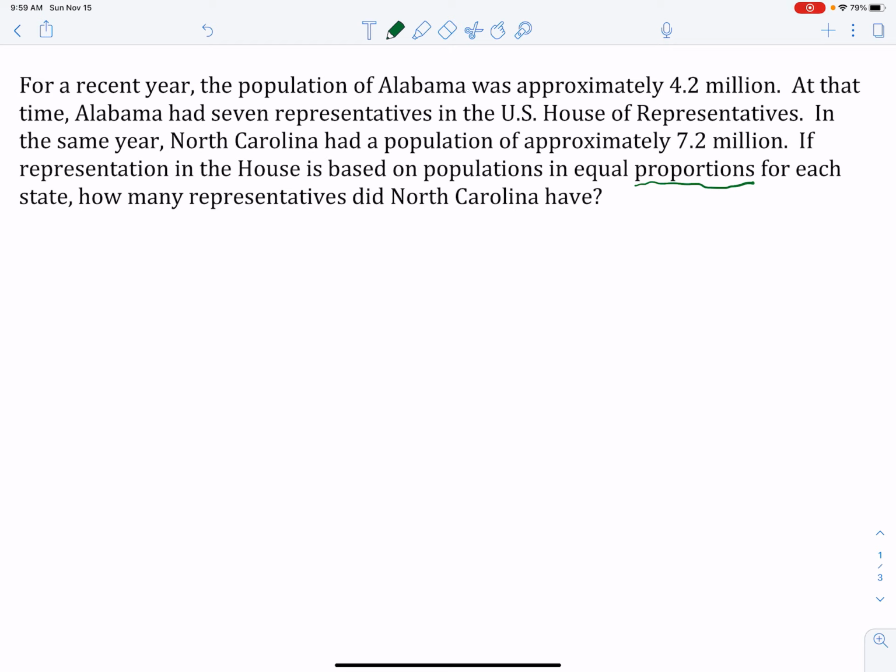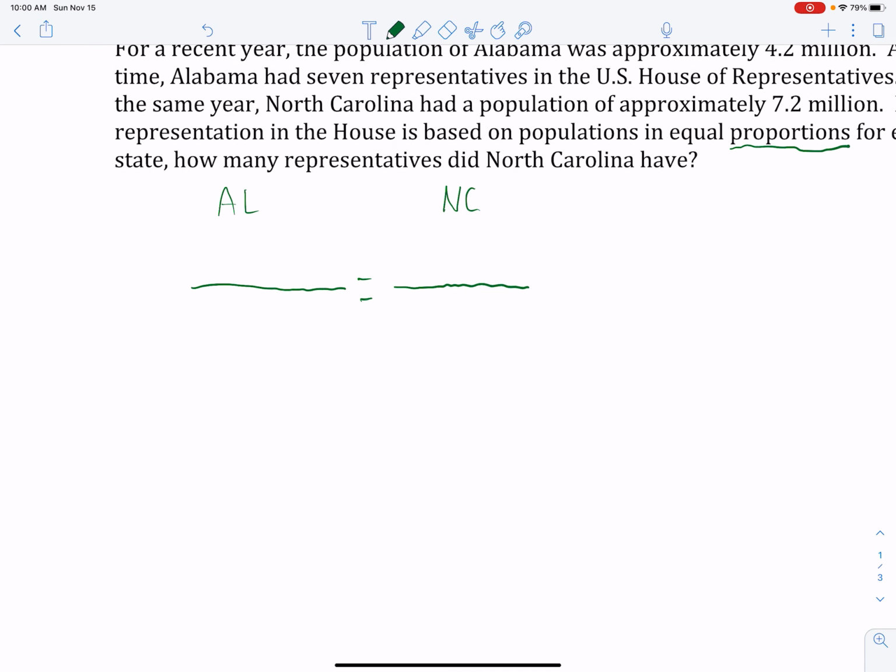So when you're talking about proportions in math, you're talking about equations where you have one fraction equals another fraction. And here what we're going to do is set up a fraction for each state. One fraction for Alabama, one fraction for North Carolina. We can put the population numbers on the top of the fraction, and we can put the number of representatives on the bottom of the fraction.